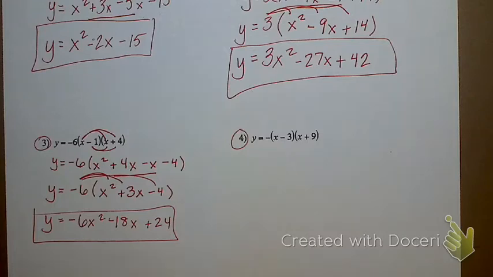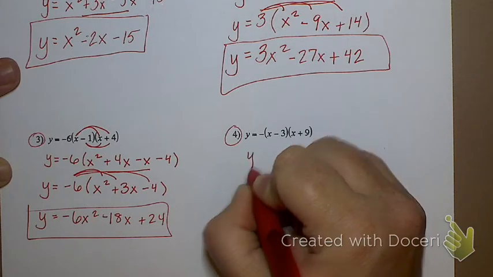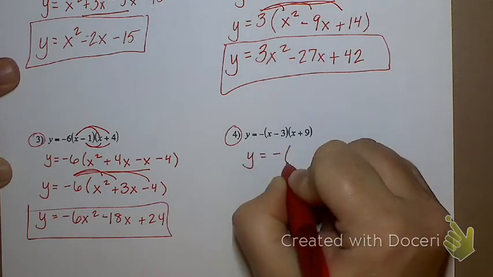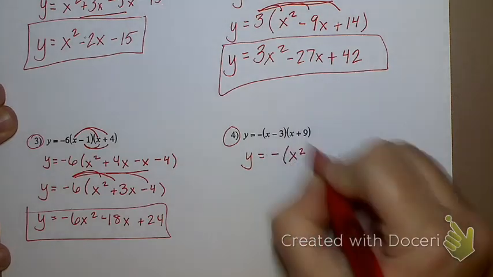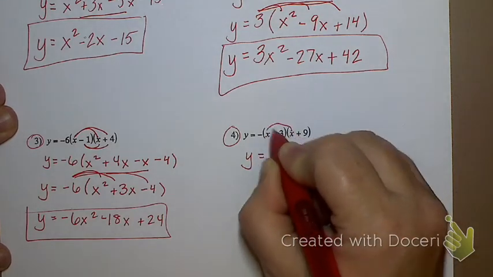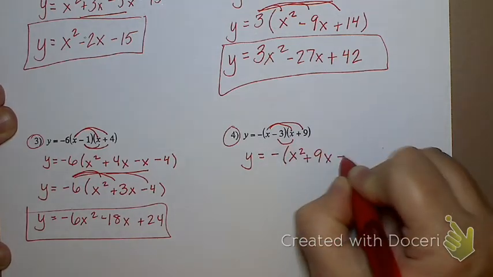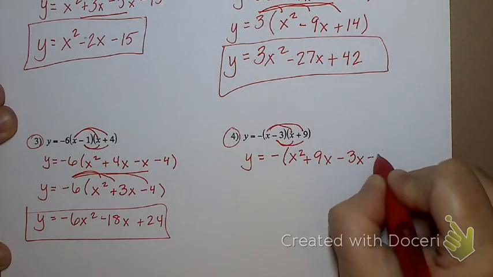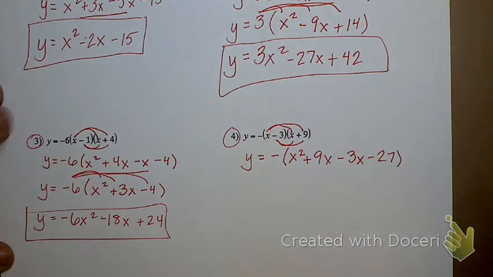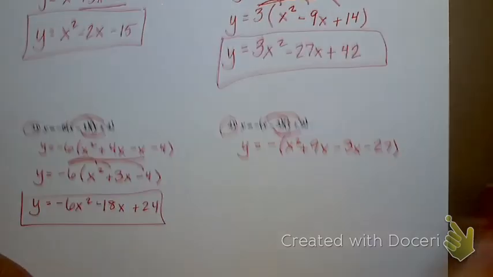All right, last one. Well, last one like this, I should say. I'm going to keep the negative outside so that I can multiply. X times x is x squared. X times 9 is 9x. Negative 3 times x is negative 3x. And negative 3 times positive 9 is negative 27. At this point, that should not be a difficult process for you at all, right?